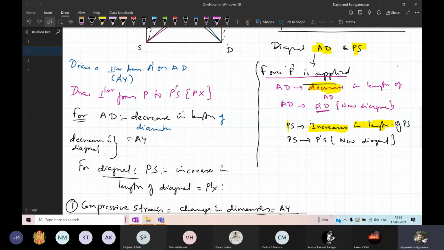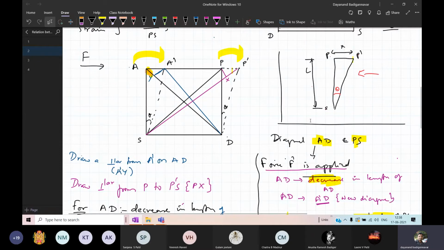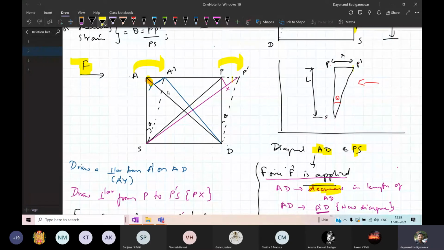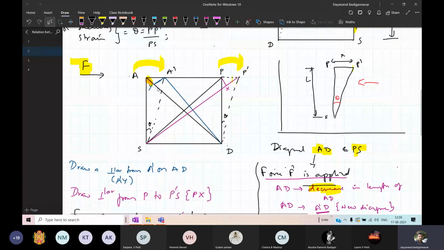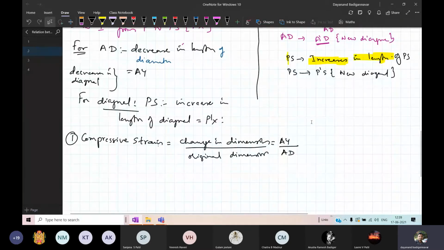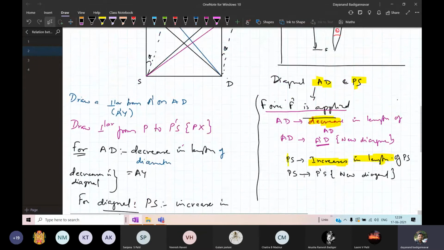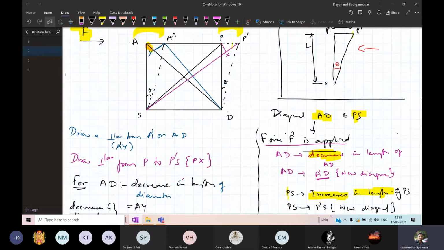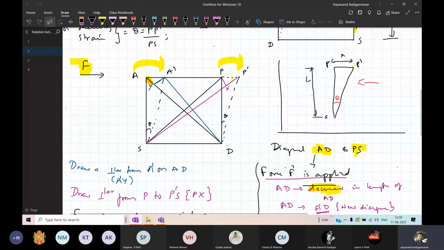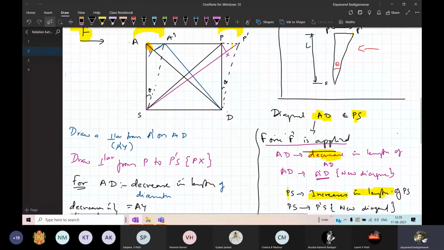So when I apply this force, the length of the diagonal AD decreases by AY. So what is the value of the decrease in the length? It is AY by AD. So this is known as the compressive stress. Sorry, it's not stress, it's strain. Compressive strain. So I have to write it as AY divided by AD.